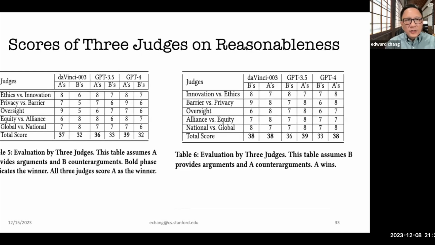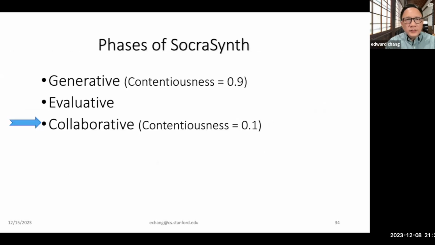In this particular case, they all score agent A as the winner, even when changing the order of the debate, and the scores are still the same. That means the judging criteria or the judging process seems to be reasonable. Okay, so when you lower the contentiousness to be very low, the two agents will be very cooperative with each other.